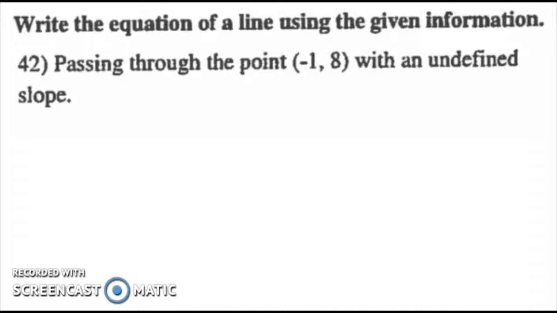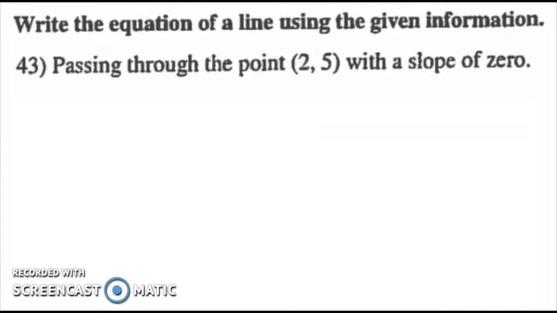42, passing through the point negative 1, 8 with an undefined slope. An undefined slope is a vertical line, and those are where x equals a constant or a number without a variable. So x equaling a number is a vertical line, and every x coordinate is the same. So that means the x coordinate has to be negative 1. So my equation is going to be x equals negative 1, 42.